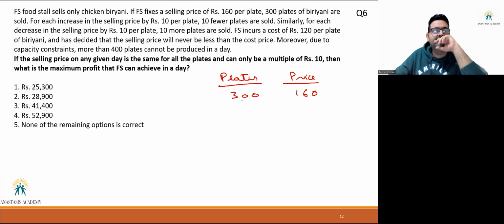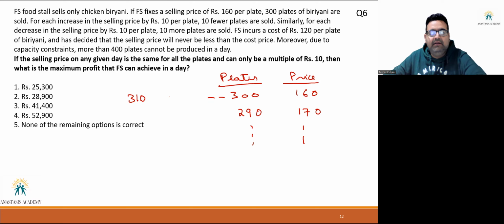Similarly, there was one statement in between. For each increase in selling price by 10 per plate, so if I increase my price to 170 from 160, people buy less. So my plates decrease, and so on and so forth. Similarly, if I decrease my price to 150 by 10 rupees, the people buying the plates increase, and from 300 I reach 310.